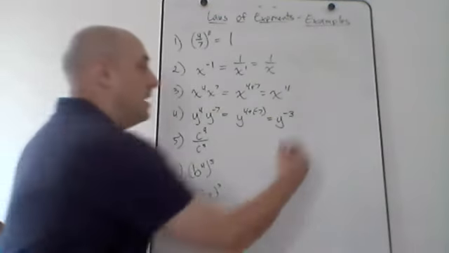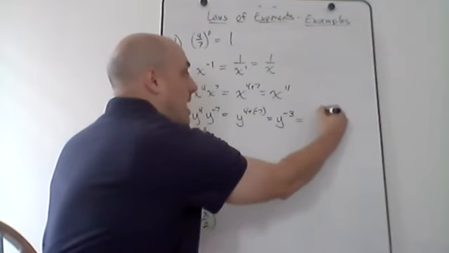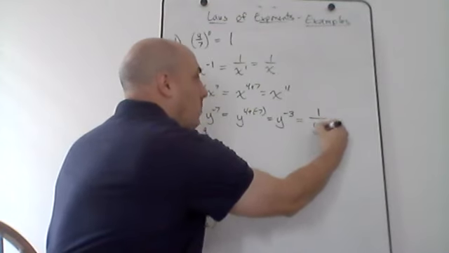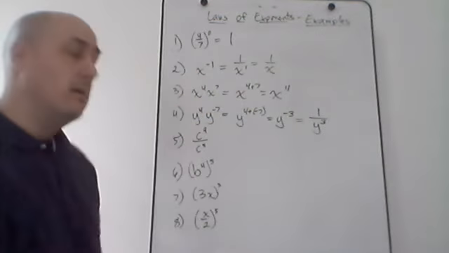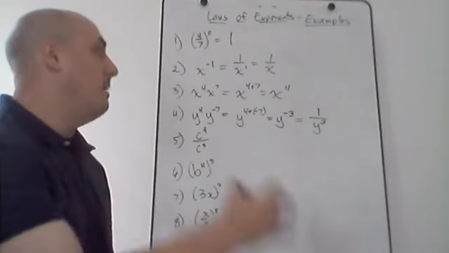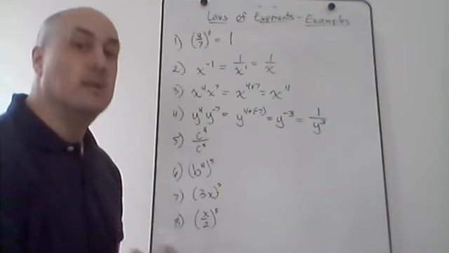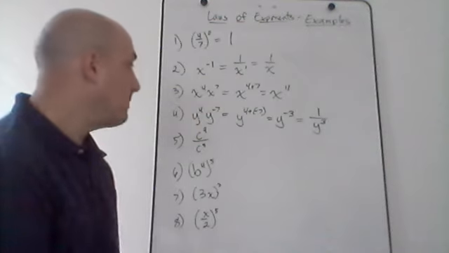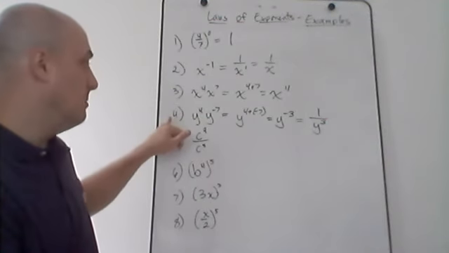Right, y to the -3rd power is the same as 1 over y to the +3rd power. So if I have a negative exponent, I just take the reciprocal of it, and when I put that y to the 3rd power in the denominator, the exponent becomes positive. All right, so that's example number 4.